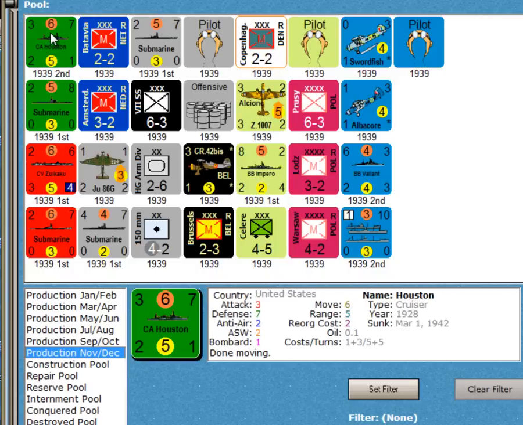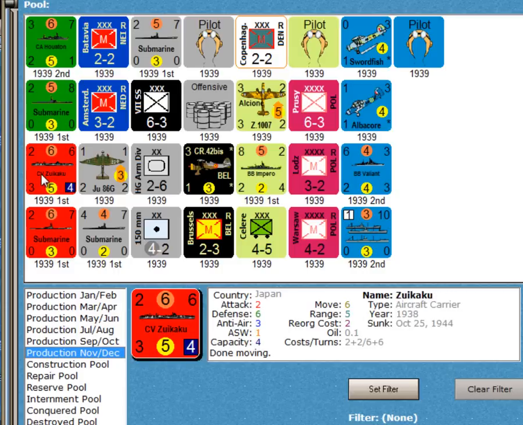If we look at the first one, it's the US cruiser Houston. It's in its second cycle, which means that starting at the beginning of the next turn, November, December, this will arrive and can be placed on the map. It has completed 2 build cycles. The submarine, on the other hand, is just going to be completing its first cycle. So in order to build it, it will have to go into the construction pool and be built for the second cycle. The carrier likewise and the submarine for the Japanese are also in their first cycle, and they will not arrive until they have been built a second time.